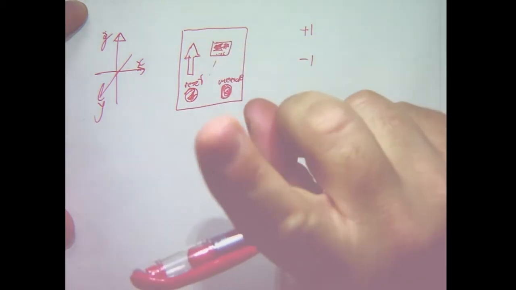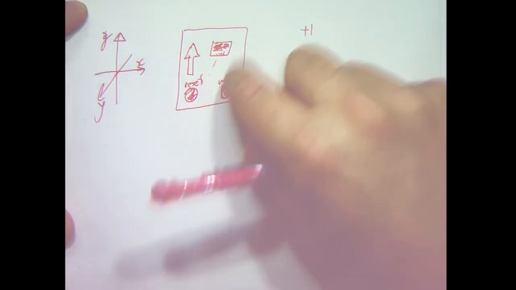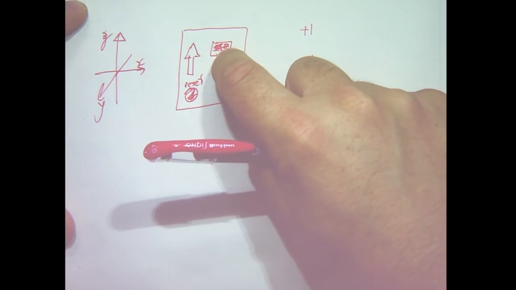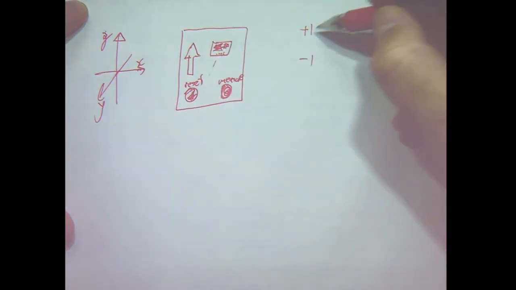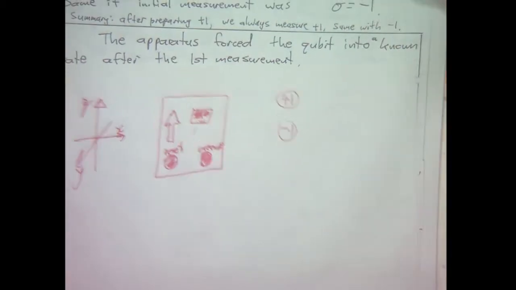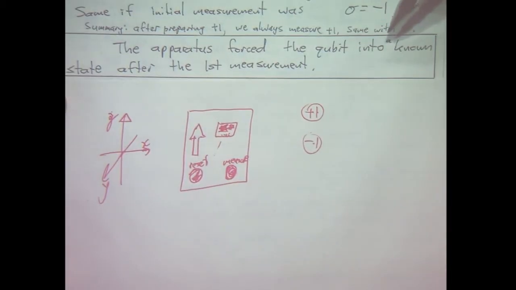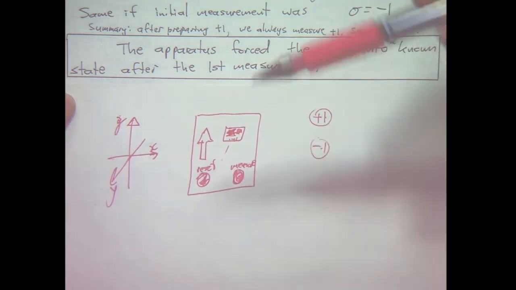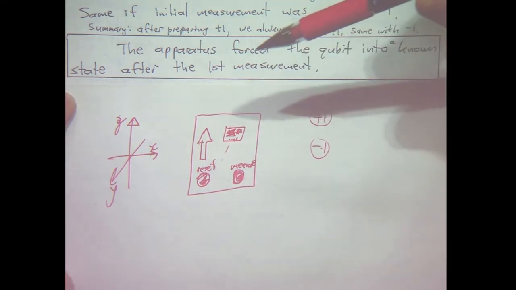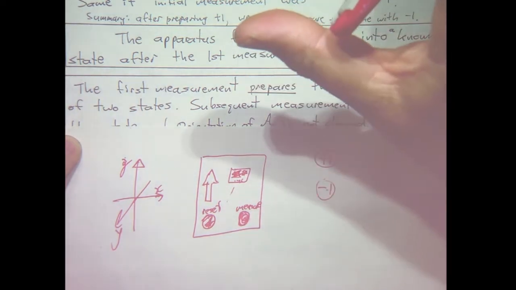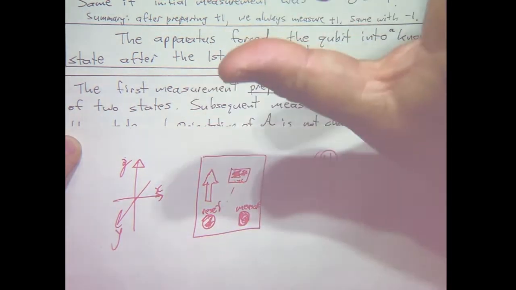So something significant has happened. Before we start, we don't know which state it's in. After we measure it, it stays in that state forever. If we start and we measure plus one, it's in that state forever. If we start and we measure minus one, it's in that state forever. So what that's saying is that the apparatus has forced the qubit into a known state after the first measurement. That's called preparing the system. So your first measurement prepares the system. It forces the system into a particular state.